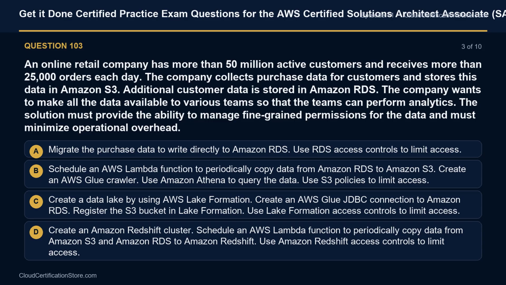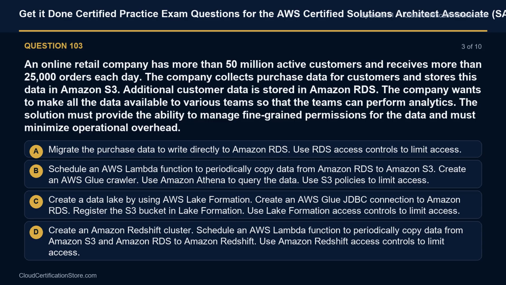Option B. Schedule an AWS Lambda function to periodically copy data from Amazon RDS to Amazon S3. Create an AWS Glue crawler. Use Amazon Athena to query the data. Use S3 policies to limit access.